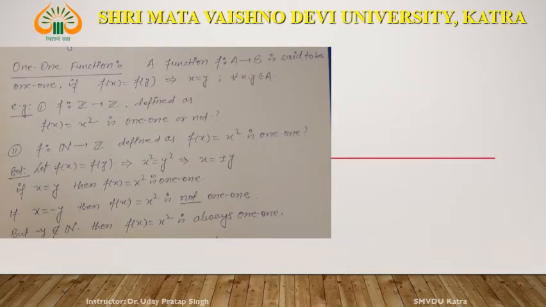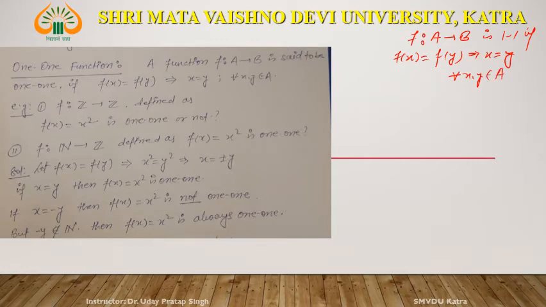Now, classification of functions. In this lecture, we will discuss only one type of function, the one-one function. A function f from A to B is said to be one-one if f of x equal to f of y implies that x equal to y, for all x, y belonging to A.